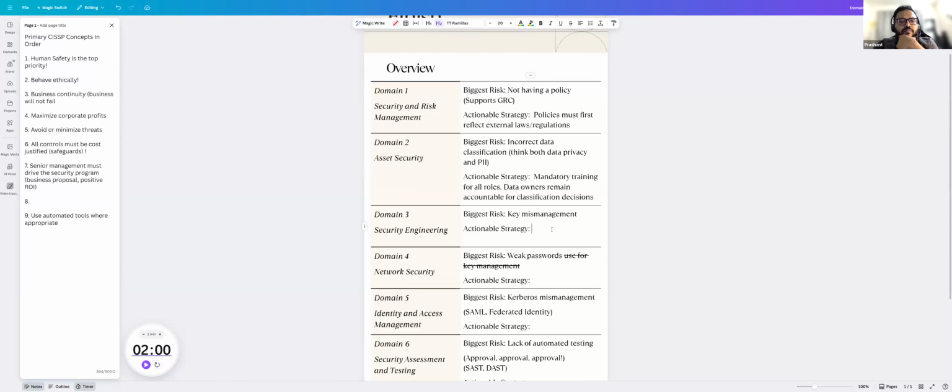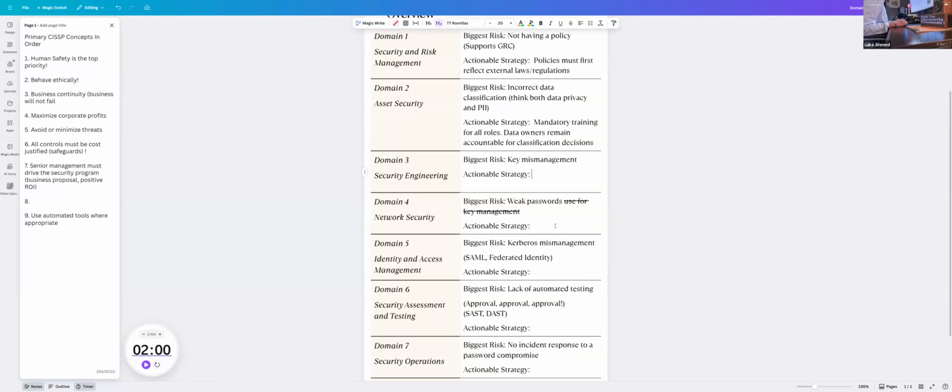Domain 3, actionable strategies would be key mismanagement, which also means preventing key compromise and access. Key mismanagement, what's the word for it, it's the crown jewels of the company, all the keys wherever they're stored. So what are some of the CSP concepts we can use right now that you should know for proper key security? Yanni and I went over this yesterday, and that would be split knowledge and dual control.